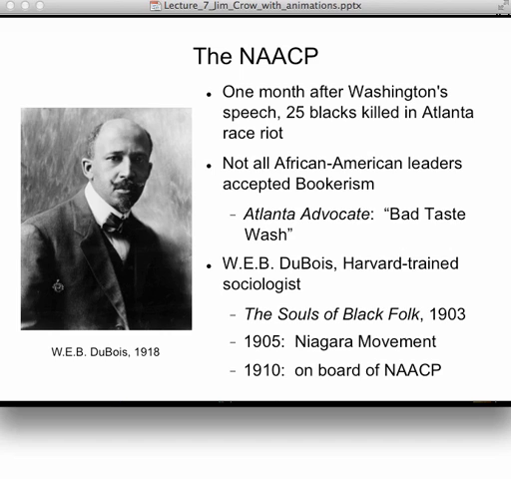But the main spokesman in the African American community against Booker T. Washington was W.E.B. Du Bois, who was a sociologist. He was an academic. He was a professor in Atlanta at an African American school, and he was the first African American to get a PhD from Harvard University.